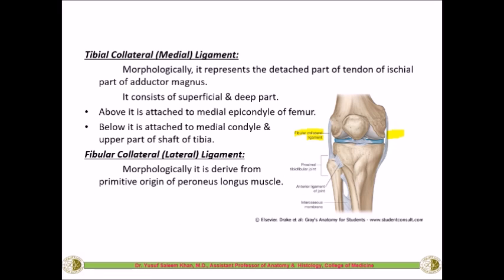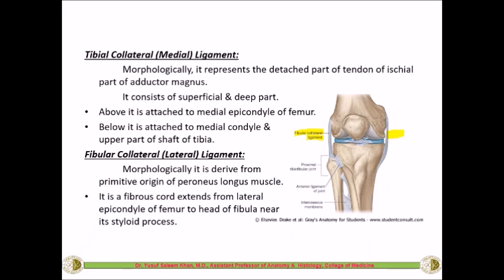Here this ligament is also said to be a degenerated tendon of a muscle called the peroneus longus. Peroneus longus is a muscle of the lateral compartment of the leg. There are two muscles, peroneus longus and brevis, in the lateral compartment of the leg. The peroneus longus is a bigger muscle which takes origin from the upper part of the fibula. So above this, if you can see here, this tendon is present. This is said to be the degenerated part of the peroneus longus muscle.